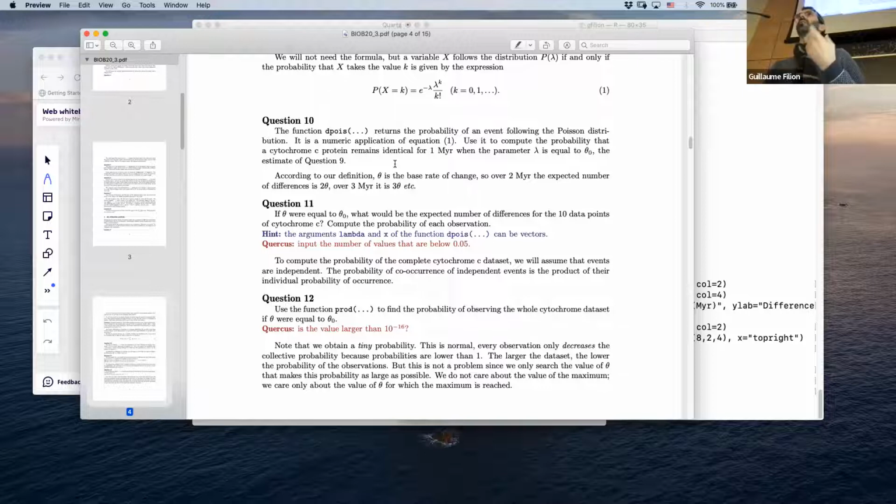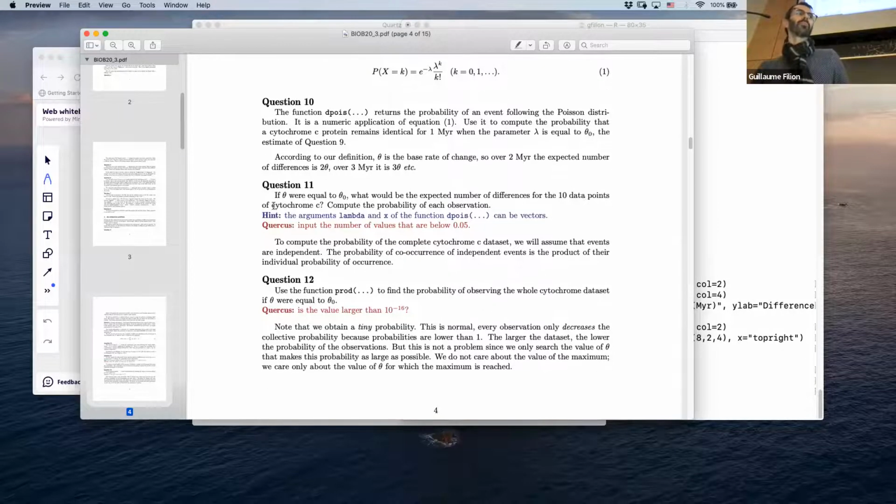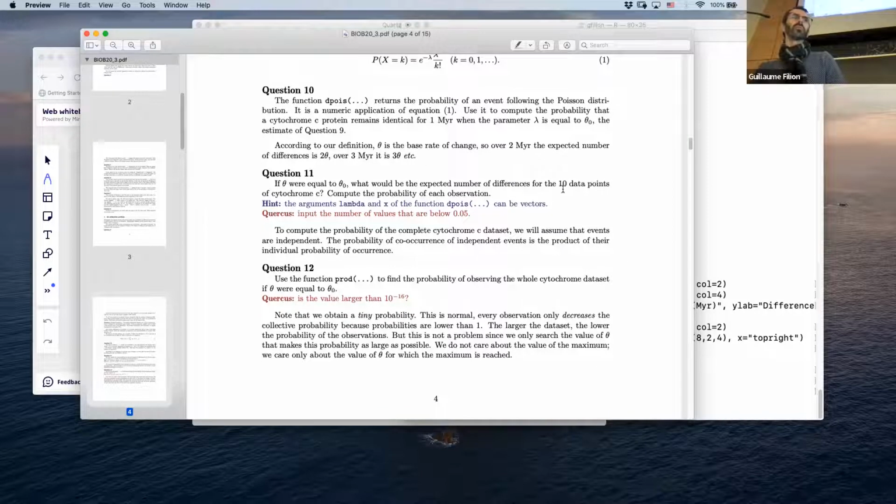Theta is just the base rate, but it's not the number of mutations we expect. So if theta were equal to theta 0, it's not. It is not equal to theta 0, but we're playing, we're having fun because we're among friends. So what would be the expected number of differences for the 10 data points of cytochrome C? Compute the probability of each observation. Okay, do you get the question?